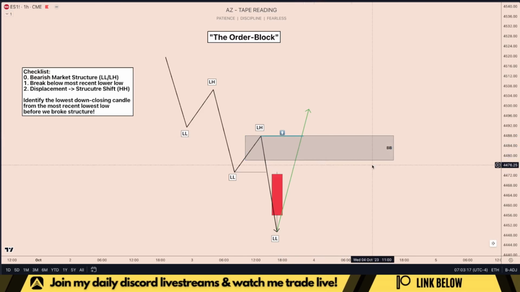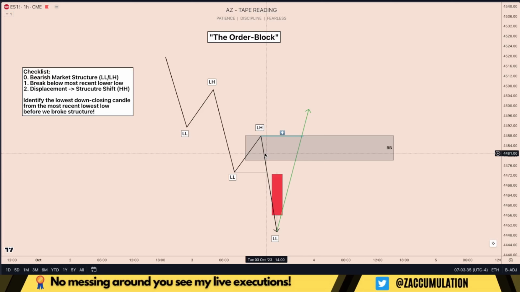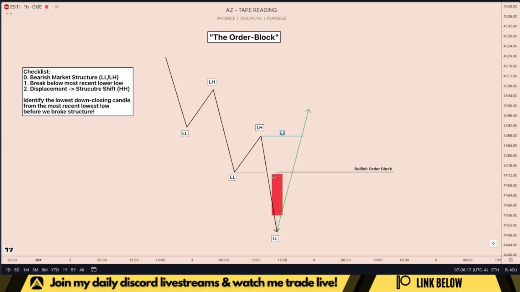Alright, so what's the order block all about now? To identify the order block, we have to first of all identify the lowest down closing candle or an array of consecutive down closing candles. So if we have 2 or 3 down closing candles right in a row, because price is fractal, we can look at 2 or 3 or sometimes even 4 consecutive down closing candles as our order block. And then I simply use a line tool and draw a horizontal line from the high of the lowest down closing candle that we have already identified and label it as a bullish order block.